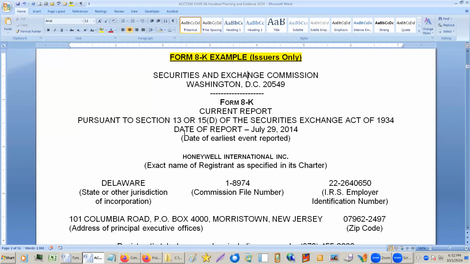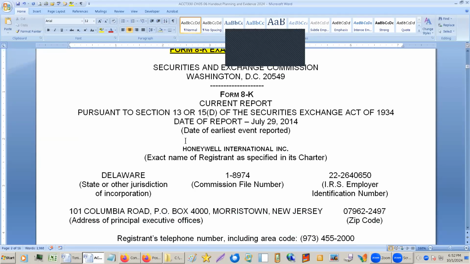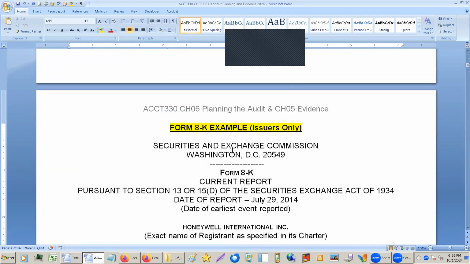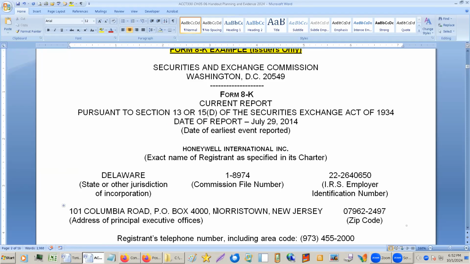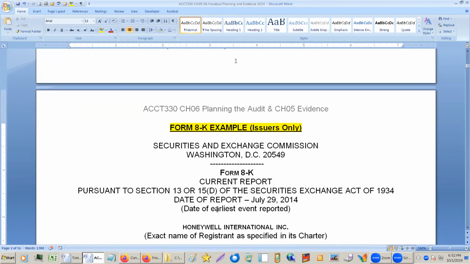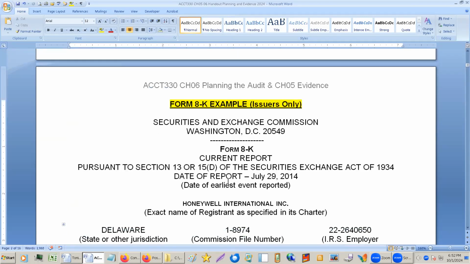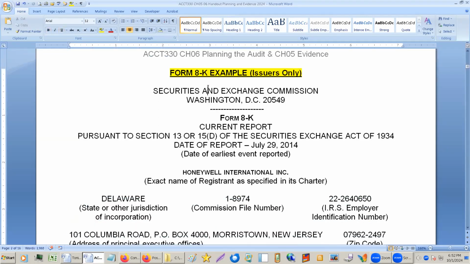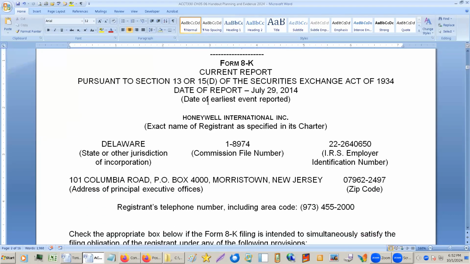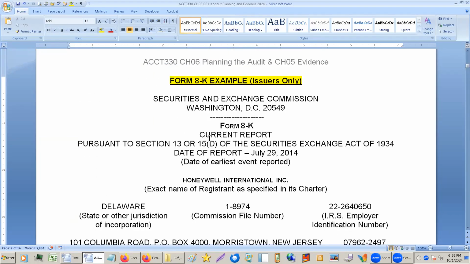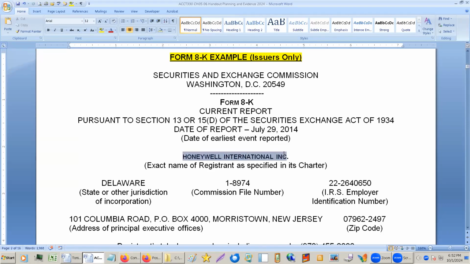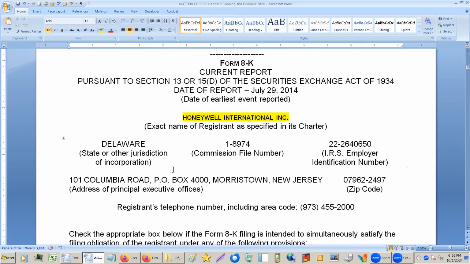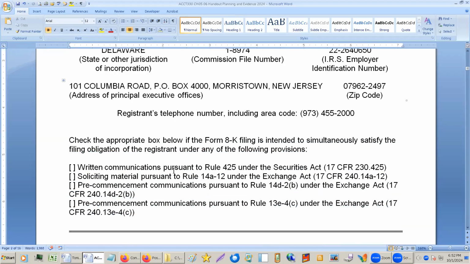This is an 8K. This is an actual 8K. It's a little bit dated now. It's from 2014. Hey, that's when I was born. So this is an 8K. It looks like we have, what is this? Honeywell. Okay, so Honeywell is changing their auditors.